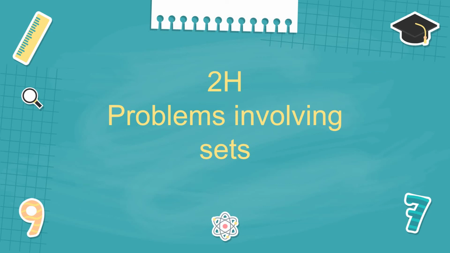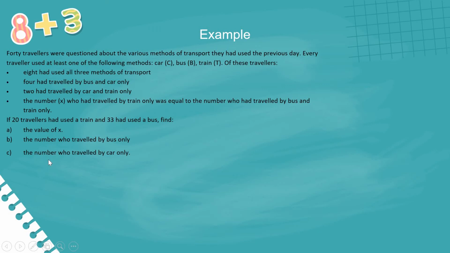Hello, welcome back. Today we're going to look at using sets and Venn diagrams to solve worded problems. Okay, so we have an example here where we are looking at travellers coming on different means of transport that we used on the previous day. We've got a whole lot of information here. We're looking at car, bus, train.